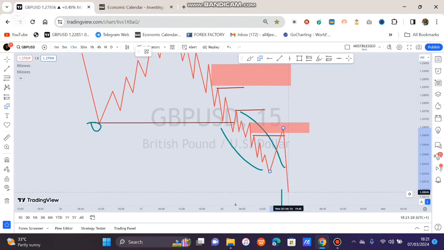It's still within the range structure. But even within the range structure, there's mitigation. That's what we call mitigation within the range structure. Do you understand? Because this is an incomplete pullback. You get it? So that is how it is.